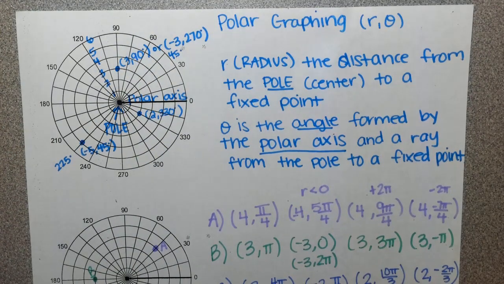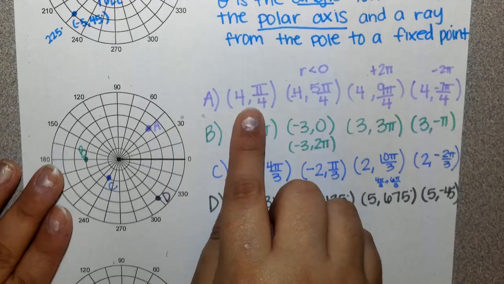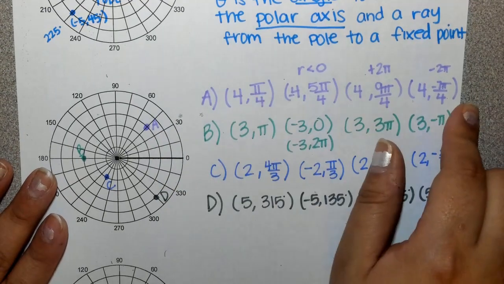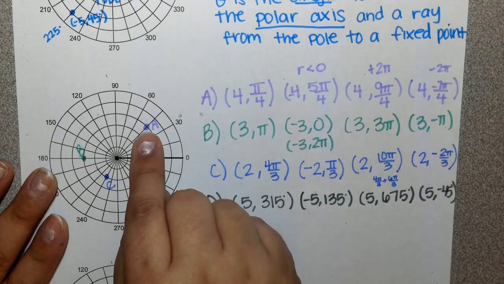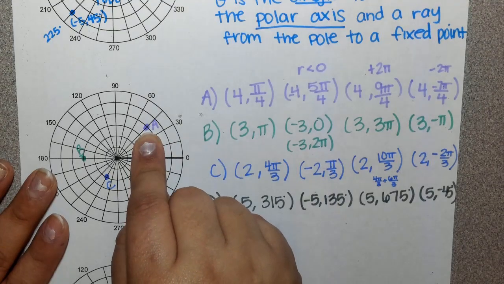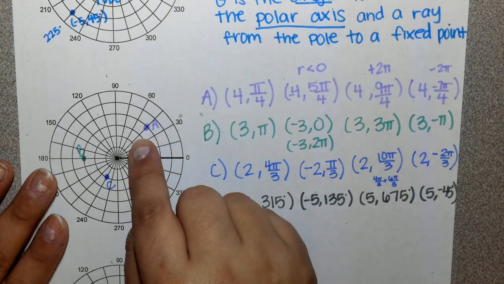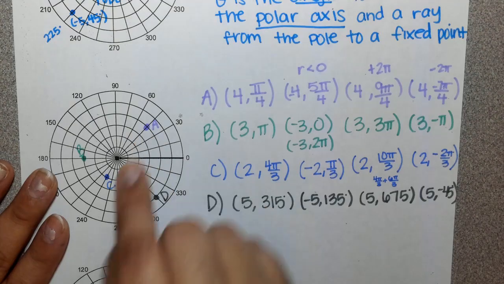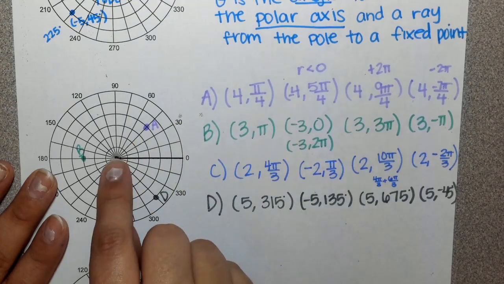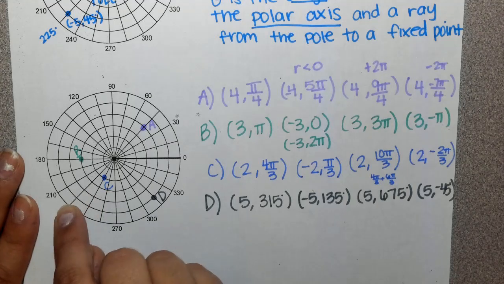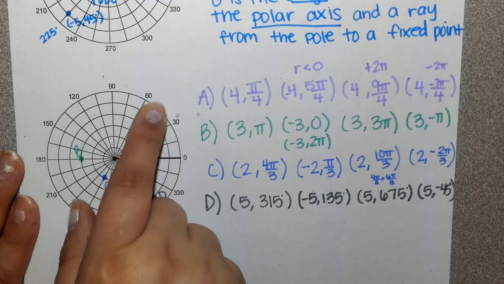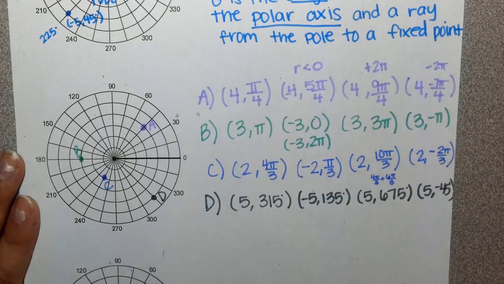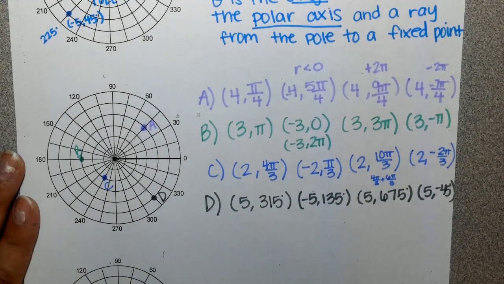All right, we learned that each point has many different coordinates that belong with it. So 4, pi over 4 can also be called negative 4, 5 pi over 4. Why? Because if it's a negative r, you go the opposite direction. So even though this is 5 pi over 4, negative is going to be going away from that direction. And then we learned that you can add 2 pi and subtract 2 pi. And that's where we ended on Friday.